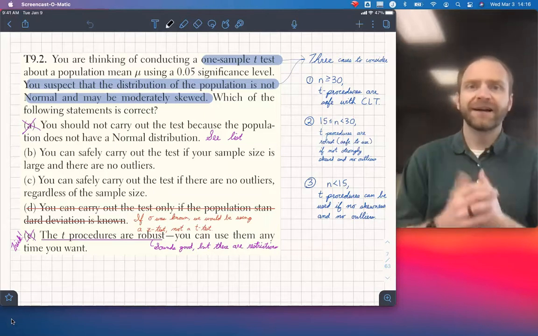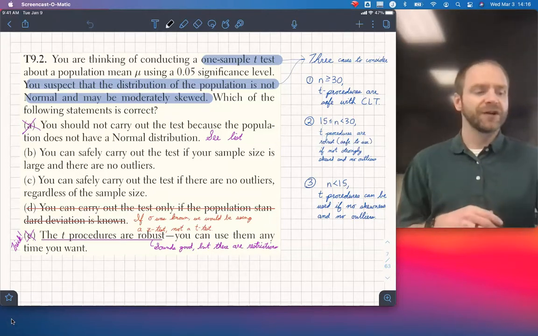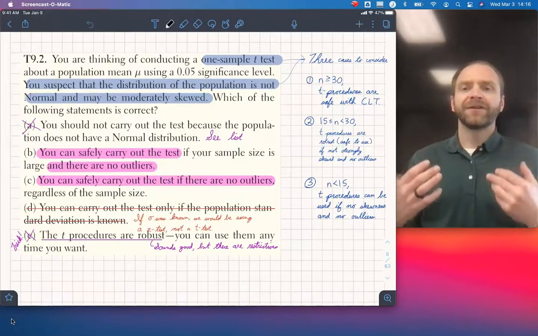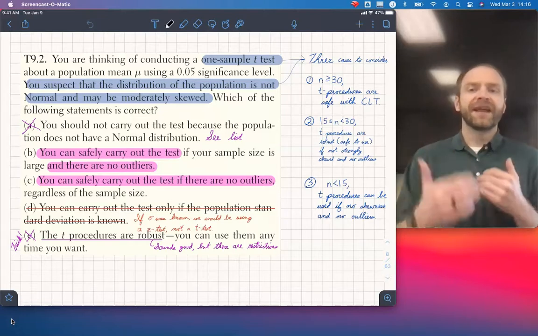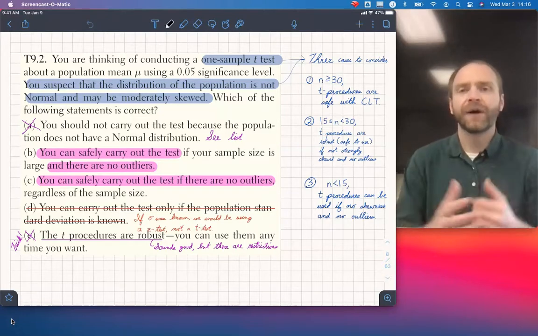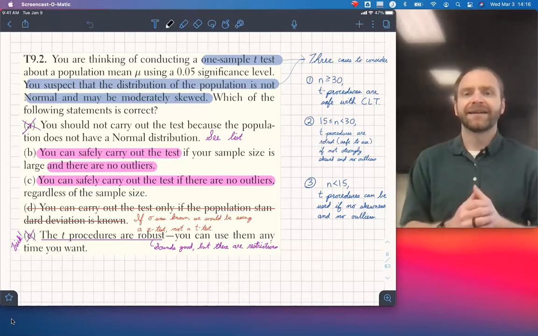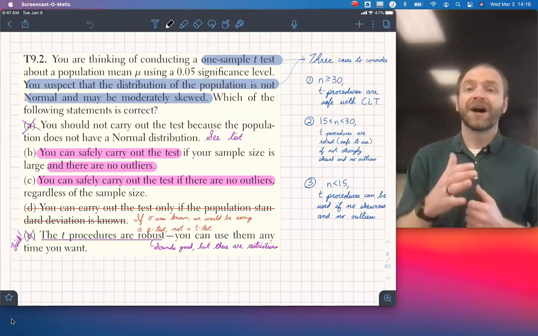Well, if I'm stuck on them and I see how they're worded so similar to each other, what I'm going to do is look at what's the difference between them. So notice both of them say you can safely carry out the test and there are no outliers. So what didn't I highlight? Well, in part B it says if your sample size is large, and part C says regardless of sample size.